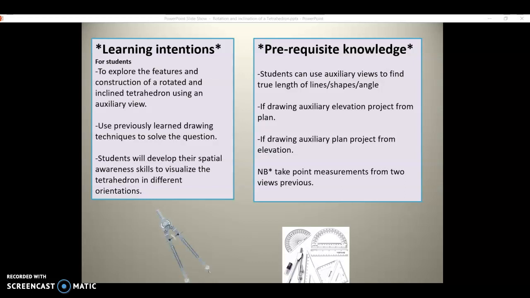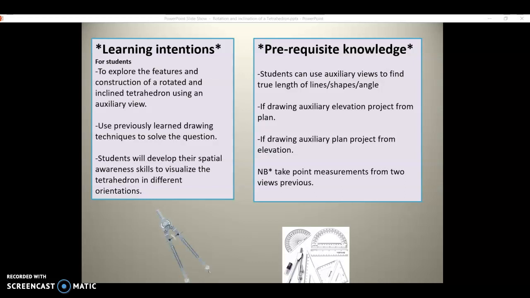The learning intentions for this question are to: 1. Explore the features and construction of a rotated and inclined tetrahedron using auxiliary views. 2. Use previously learned drawing techniques to solve the question. 3. Students will also develop their spatial awareness skills to visualize the tetrahedron in different orientations.